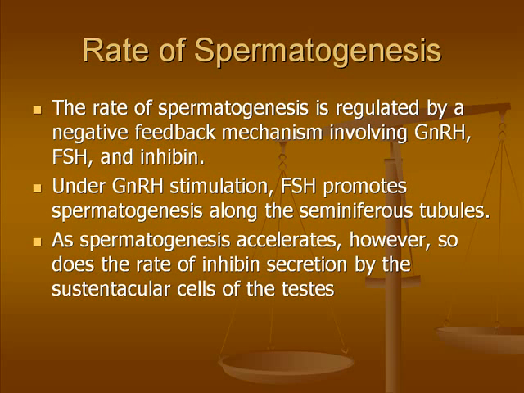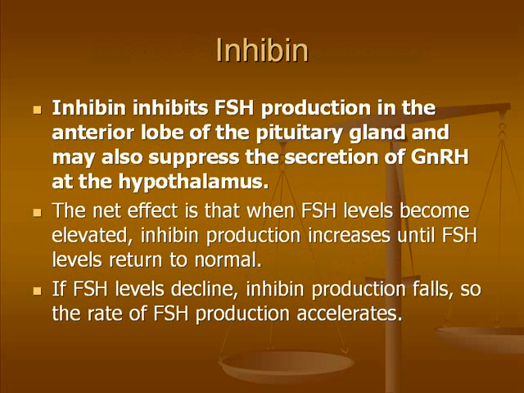Under gonadotrophin-releasing hormone stimulation, follicle-stimulating hormone promotes spermatogenesis along the seminiferous tubules. Spermatogenesis, again, remember, takes place in the seminiferous tubules. Again, I think that's a test question. Spermatogenesis accelerates, however, as does the rate of inhibin secretion by the sustentacular cells of the testes. Inhibin inhibits follicle-stimulating hormone production in the anterior lobe of the pituitary gland, and may also suppress the secretion of gonadotrophin-releasing hormone in the hypothalamus. Net effect is that follicle-stimulating hormone levels return toward normal.